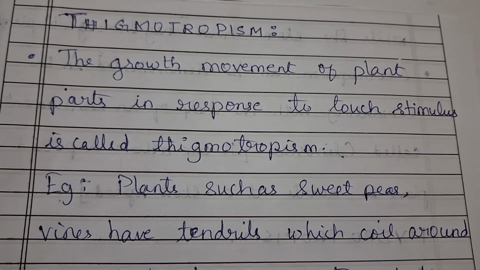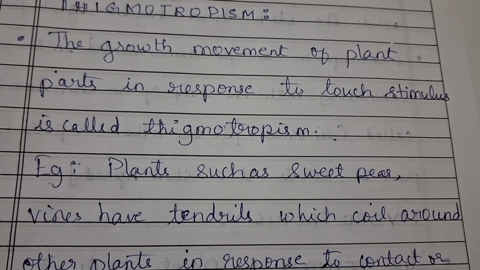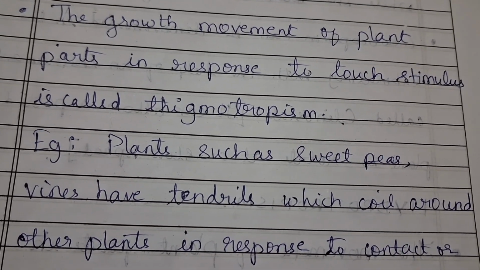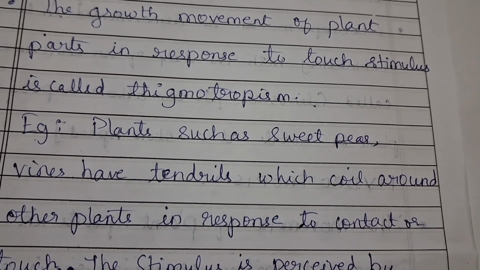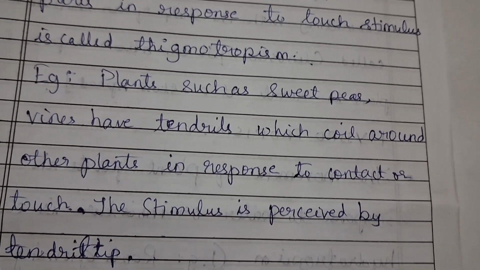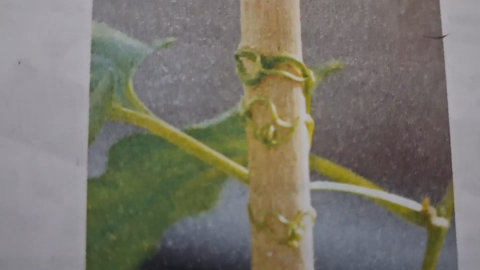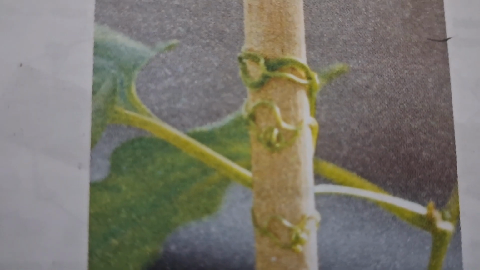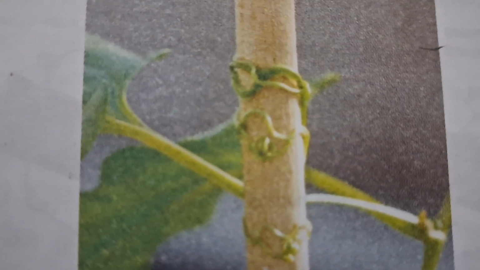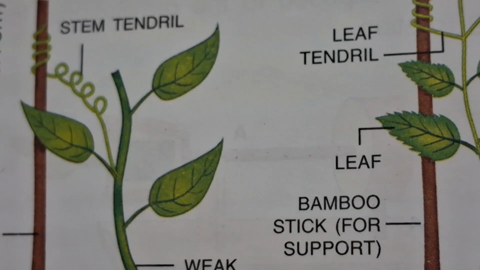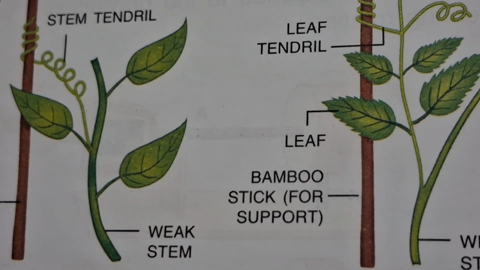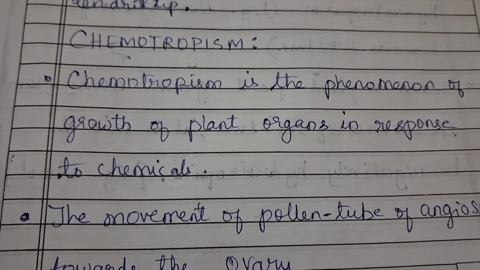Next one is thigmotropism. The growth movement of plants in response to touch stimulus is called thigmotropism. Example, plants such as sweet pea and vine have tendrils which coil around other parts in response to touch or contact. This stimulus is perceived by the tendril tip. Here we can see how the tendril tip has coiled around a stick on a pole. It has wound around it. Here you can see the tendril coiling around a pole. So this is thigmotropism.